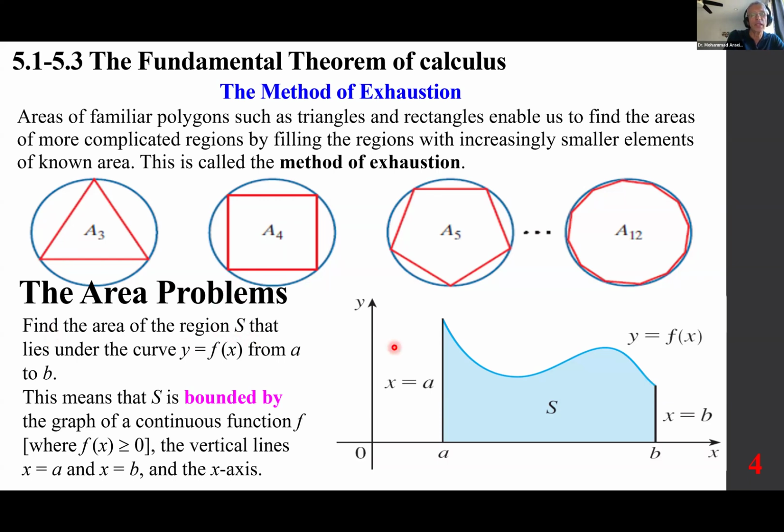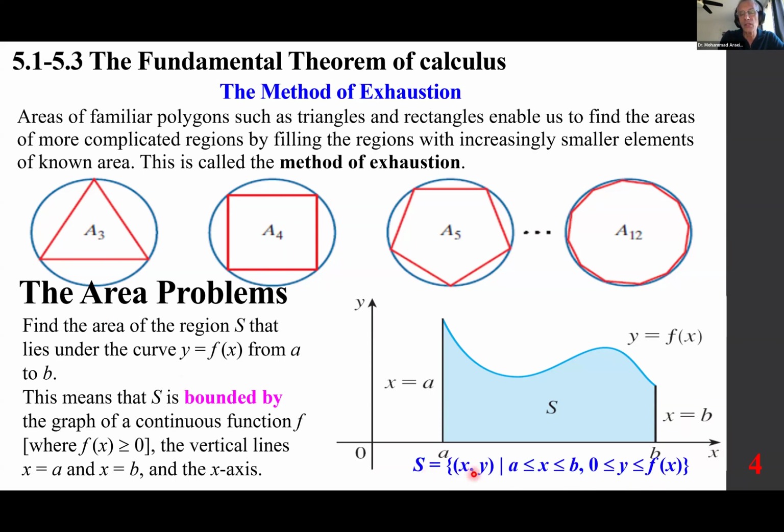Find the area of the region S that lies under the curve y equals f of x from a to b. This means that S is bounded by the graph of a continuous function f, it has to be continuous, where f of x is positive, is above the x-axis. The vertical lines x equals a, x equals b, and the x-axis, which has the formula y equals 0. This whole thing can be explained by the following.